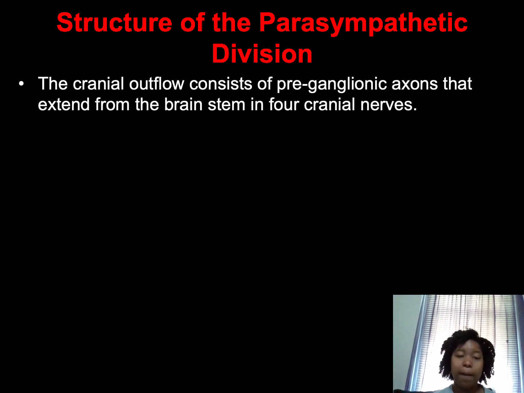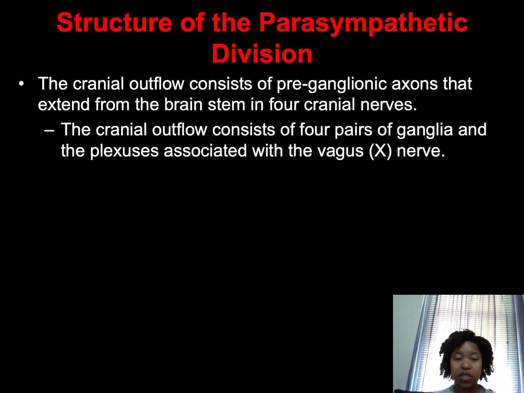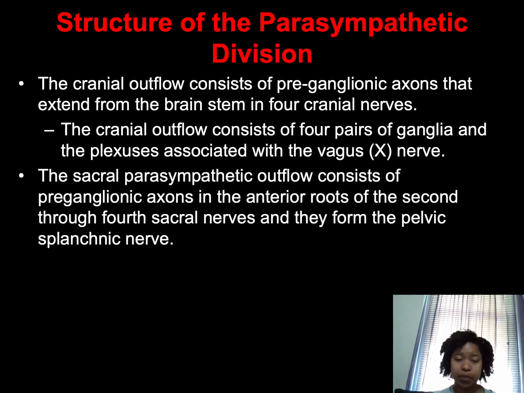So that was all sympathetic, right? So now we're going to talk parasympathetic. This is where the cranial outflow consists of preganglionic axons that extend from the brain stem into 4 cranial nerves, right? And so that cranial outflow consists of 4 pairs of ganglia and plexuses associated with the vagus nerve. Remember, that's cranial nerve number 10. The sacral parasympathetic outflow consists of preganglionic axons in the anterior roots of the 2nd through 4th sacral nerves, and they form the pelvic splanchnic nerve.